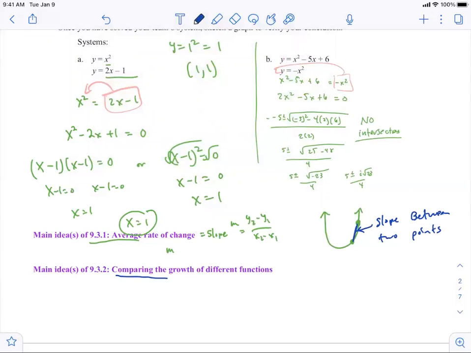For 9.3.2, comparing growth of different functions. So some different functions that we might have is we have linear, quadratic, and then what's the next one? Technically, it is cubic. There's another one that we're looking at. I was actually looking for exponential, so I really set you up for failure there. I'm sorry.